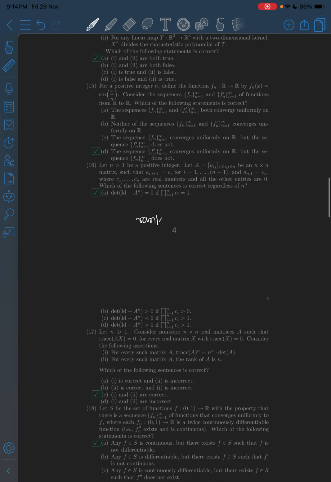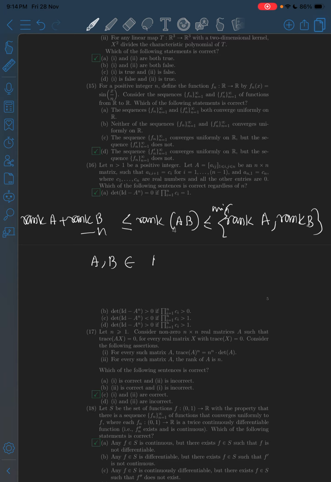Rank of AB is less than or equal to the minimum of rank A and rank B, and greater than or equal to rank A plus rank B minus n, where A and B belong to M_n(R). If you know this, then let's take B equal to A also. Then what will you get? Rank of A square is greater than or equal to 2 times rank A minus n.